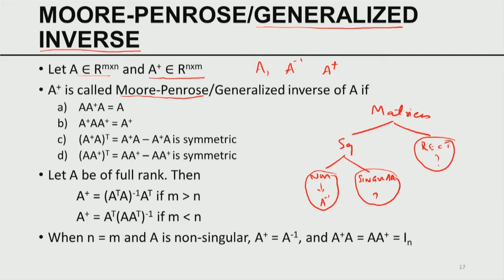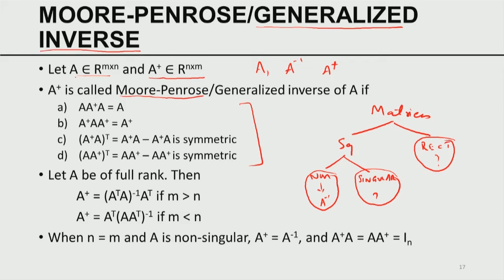They said any matrix A plus that satisfies the properties A, B, C and D with respect to A is called a generalized inverse. In other words, A A plus A must be A. A plus A A plus must be A plus. A A plus transpose is A A plus. That means A A plus is symmetric. A plus A transpose must be equal to A plus A, that is, A plus A must be symmetric. So any matrix that satisfies these four properties can be regarded as the generalized inverse of A.